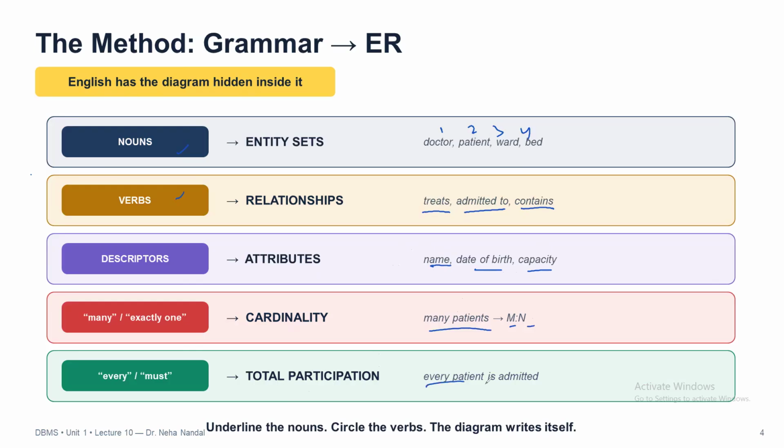Every patient will be admitted. Every patient is admitted. That is total participation. It is written. So every or must will tell you. So from every, we got to know it is total participation.